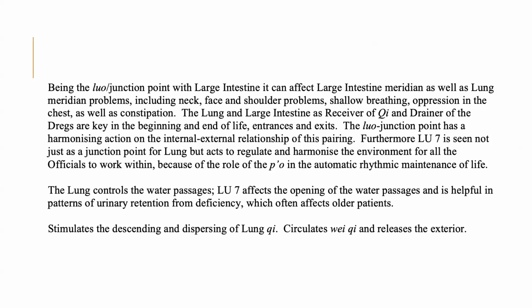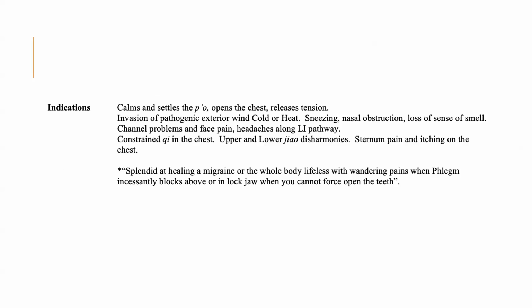Furthermore, Lung 7 is seen not just as a junction point for lung, but acts to regulate and harmonize the environment for all the officials to work within, because of the role of the Po in the automatic rhythmic maintenance of life. The lung controls the water passages. Lung 7 affects the opening of the water passages and is helpful in the patterns of urinary retention from deficiency, which often affects older patients. This point stimulates the descending and dispersing of lung qi. It also circulates wei qi and releases the exterior.